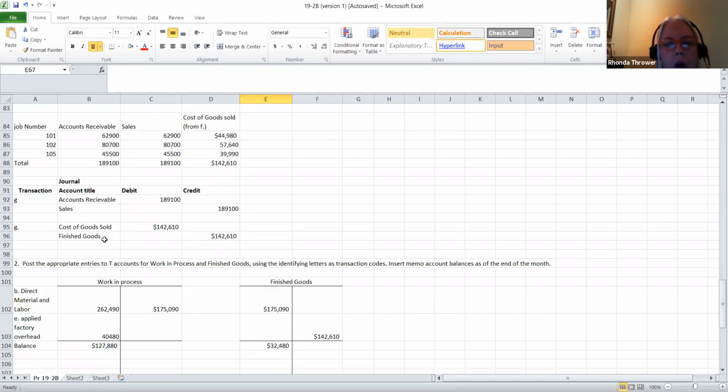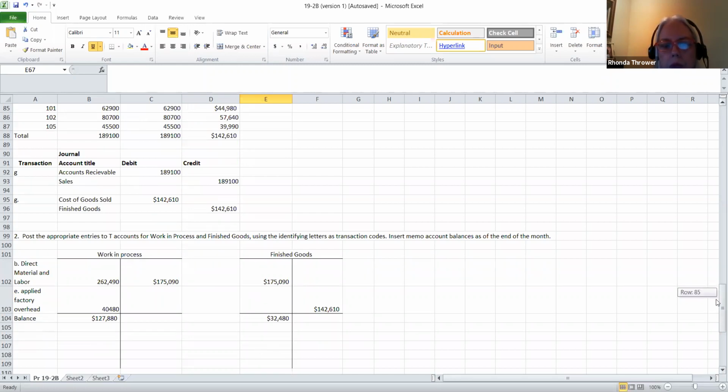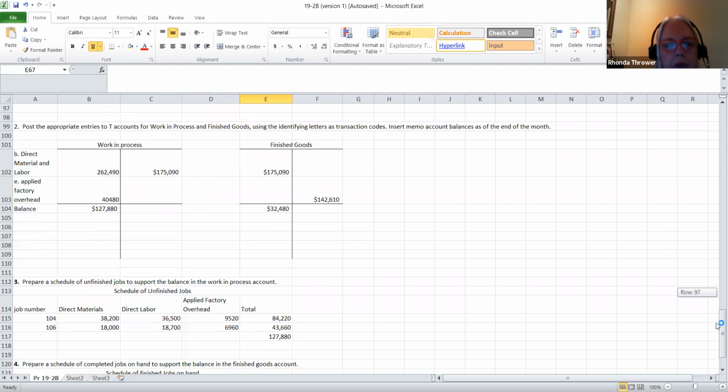We also had a credit to our finished goods account for $142,610. That came from transaction G. So this was our addition, this was our decrease. We combined them together. Our remaining balance is $32,480 in finished goods. This represents the leftover job that was not shipped. We had one job that was left over.